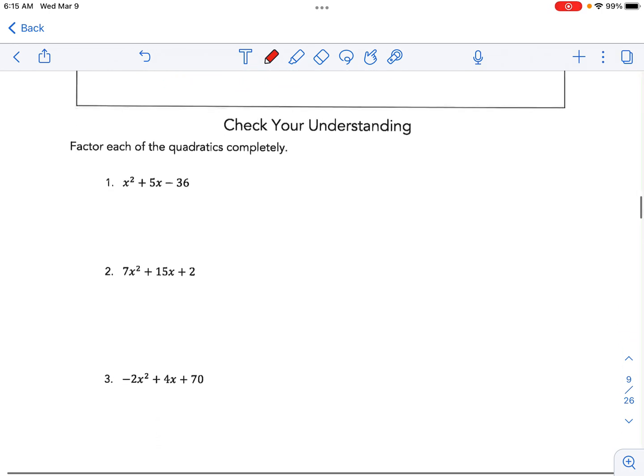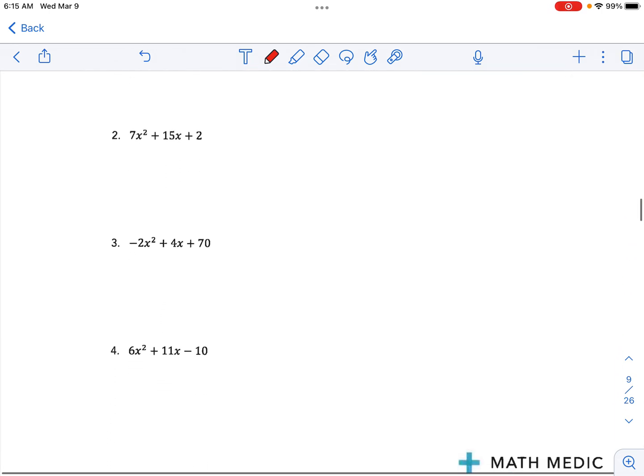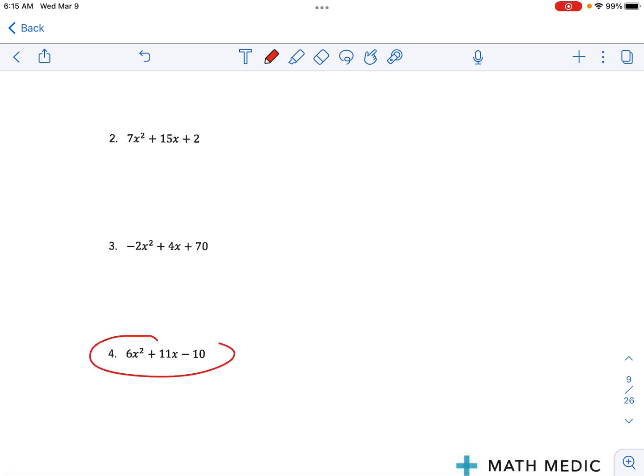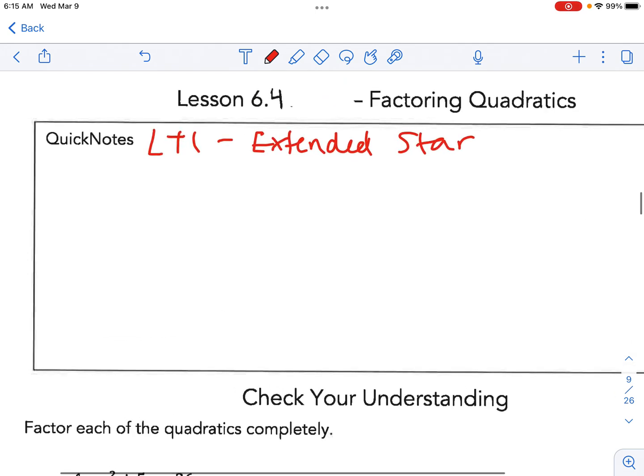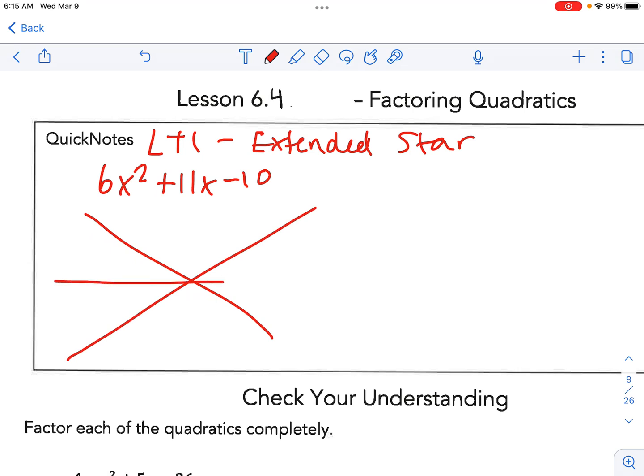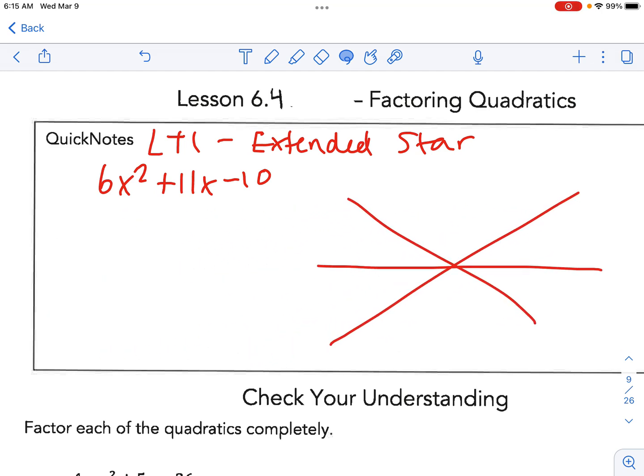And so if we look at maybe number 4 here, 6x squared plus 11x minus 10. So an example would be, let's do the 6x squared minus 11x. Was that minus 11x? Yeah, no, it's plus 11x. Plus 11x minus 10. I'm just looking at my notes here. Let's do that example as an extended star. Actually, let me move this over to here. I'll really kind of spell it out, so to speak.